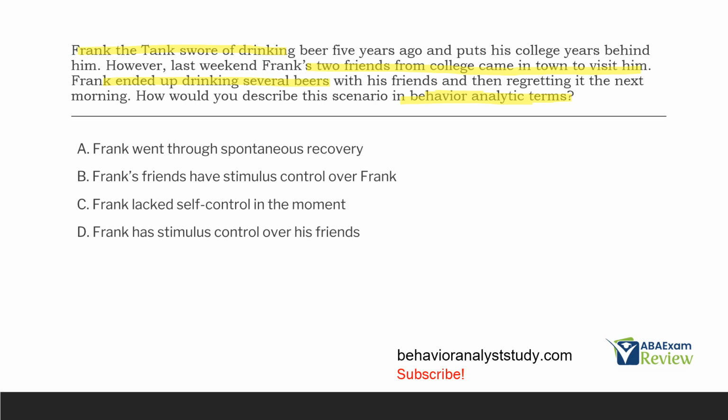And then D, Frank has stimulus control over his friends. Well, his friends' behavior didn't change. Whose behavior changed? Frank's. So in the presence of his friends, Frank's behavior changed. We can say Frank's friends have stimulus control over Frank.